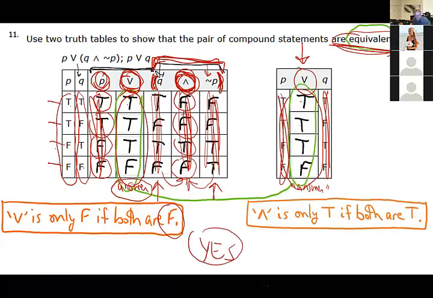And it actually didn't say yes or no. It just said to show they are. They were saying they were equivalent. They just wanted to show it. So your final answer is not really yes or no. Your final answer is all these things you put in your table.